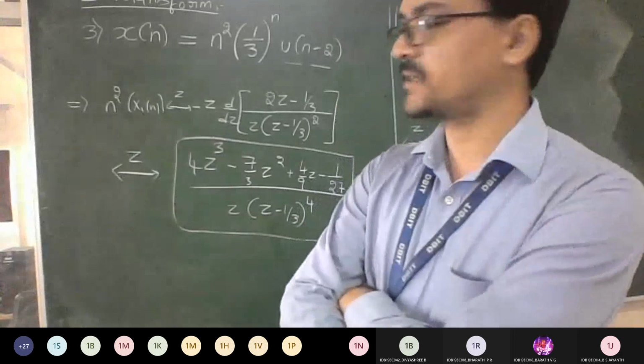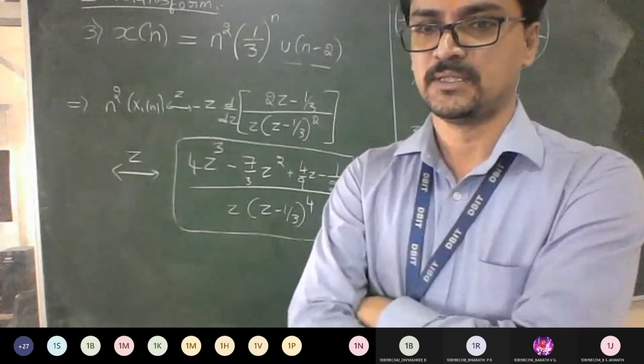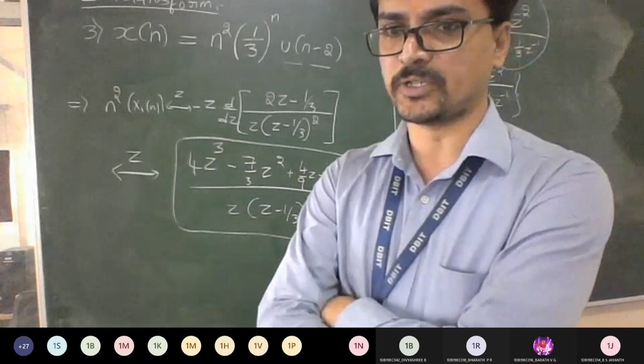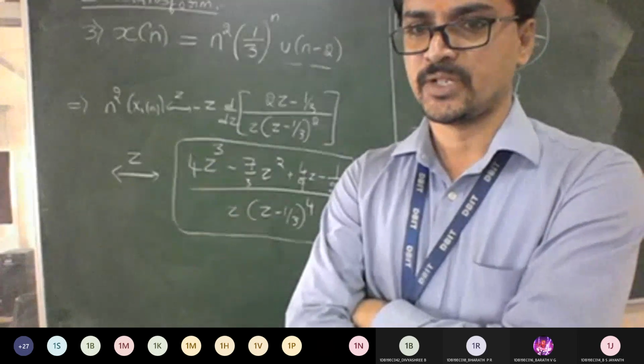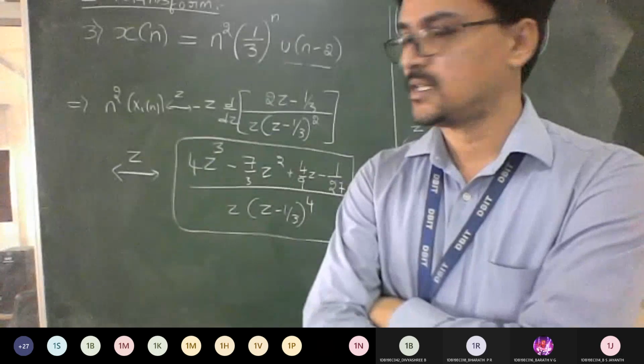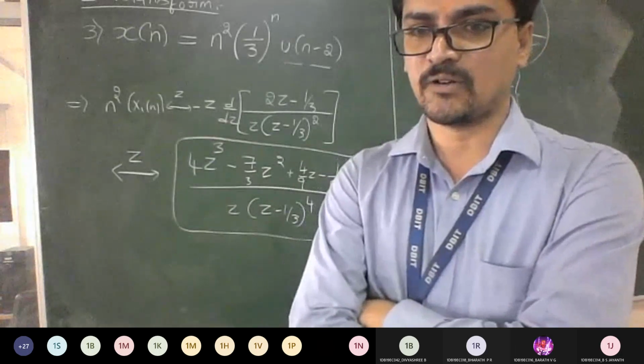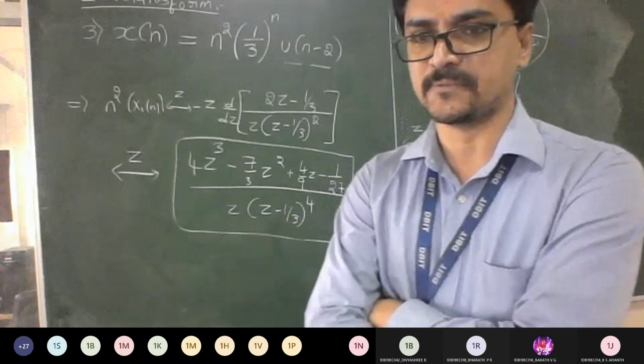So this is how your problems will be expected in your Z transform. That's why I told you to give importance to the Z transform chapter. You can easily score 40 marks here. You just need to remember the formulas, know which property to apply, and the basics of your mathematics, differentiation.